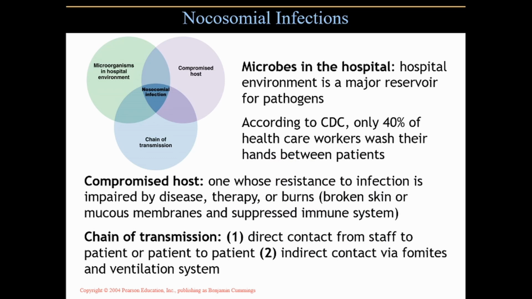So what's coming together here to make these hospital-acquired infections? You see that Venn diagram there. You have compromised hosts in a hospital. You have a hospital environment that is just a hotbed for microbes. And then you have a chain of transmission. They all come together to create nosocomials within hospital patients.